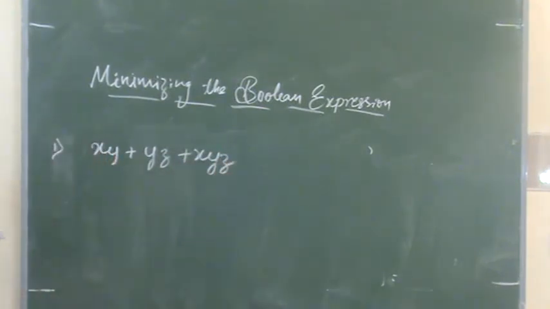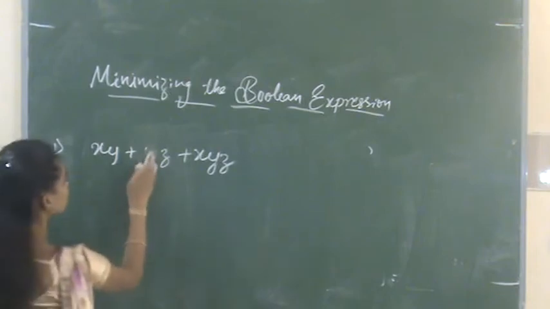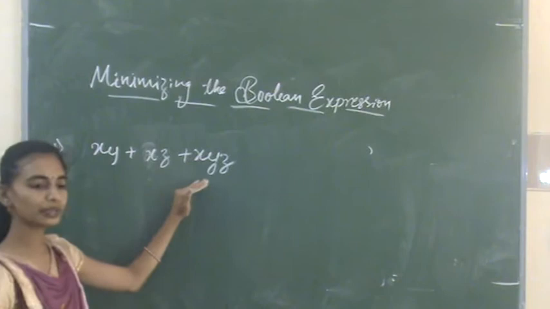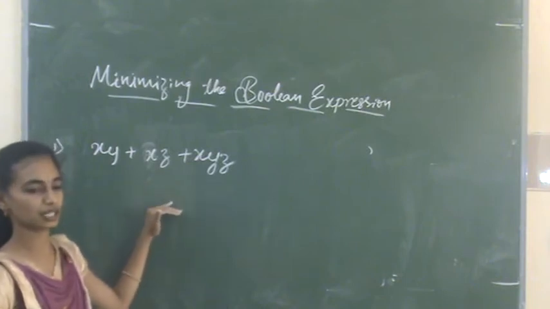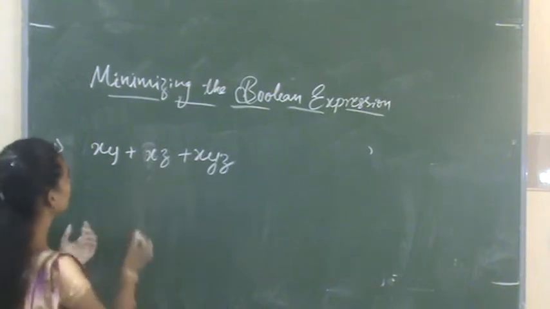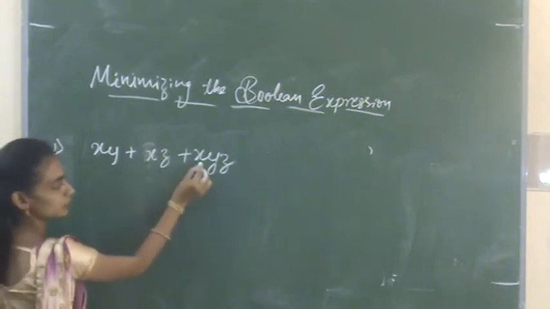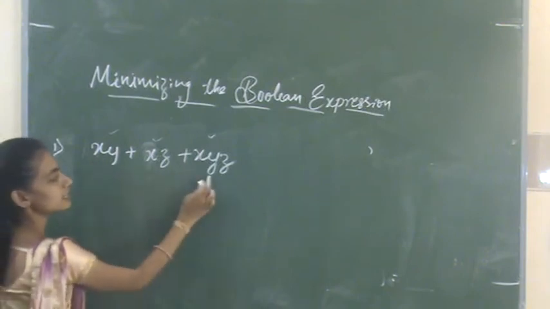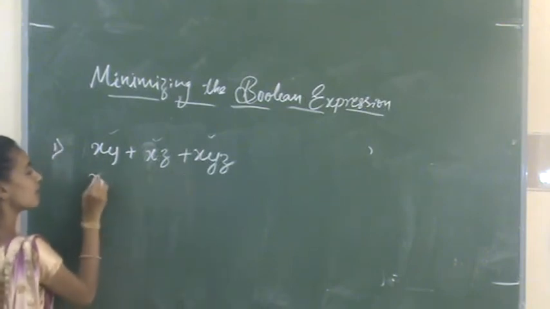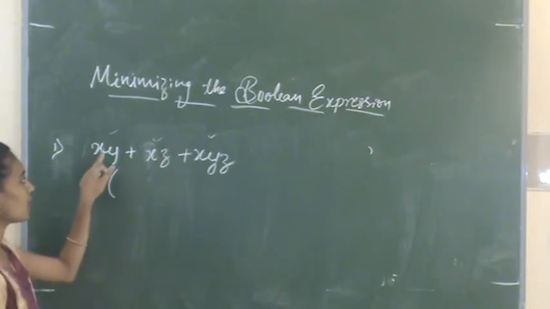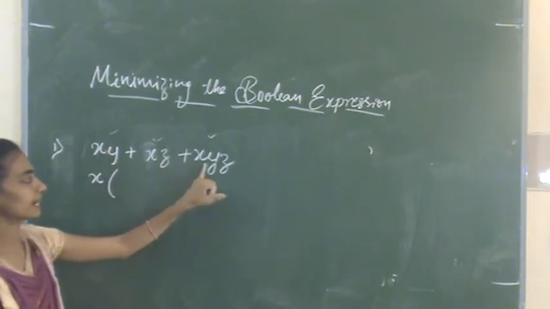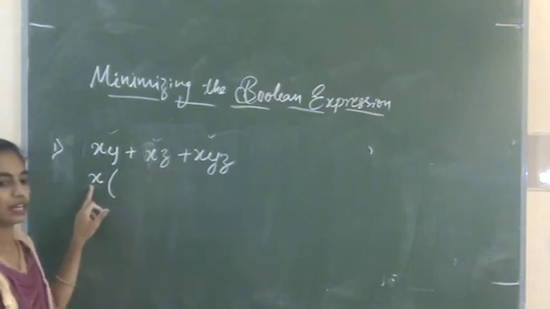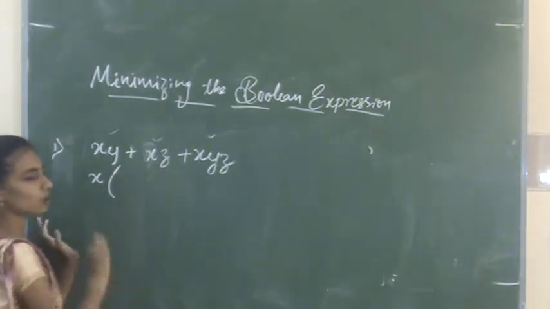So suppose we take this as an expression, a Boolean expression. Now we have to reduce this Boolean expression. Okay. So how to reduce? So see here, all three terms. This is one term, this is one term, this is one term, right? So in all three terms we have x. See, we have xy, xz, xyz, right? So in all these three terms we have x. So that's why I am taking x as a common factor.